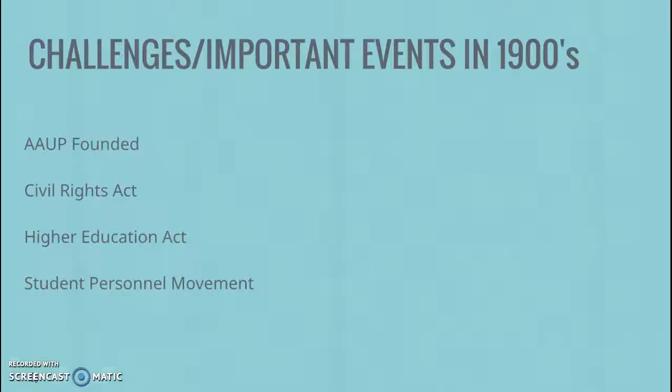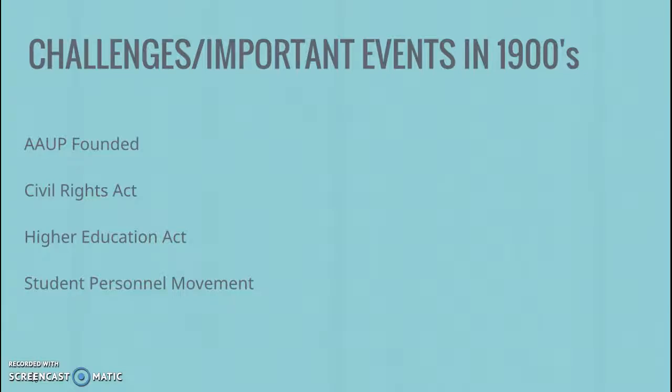So challenges and important events that happened in the 1900s. A few important things that happened in the 1900s were, in 1915, the American Association of University Professors was founded. It was originally intended to be a selective group of professors from the higher echelon universities, and it was founded to provide camaraderie and fraternity, but since it's grown immensely.